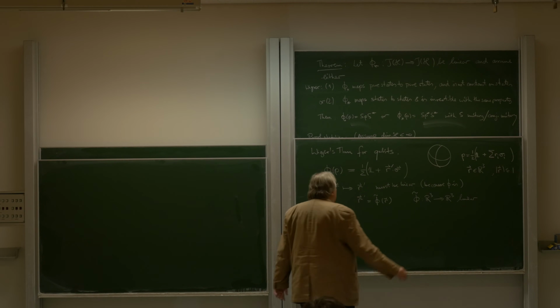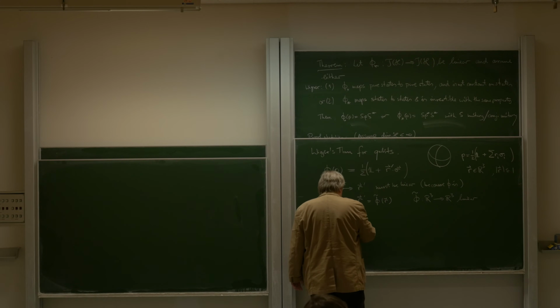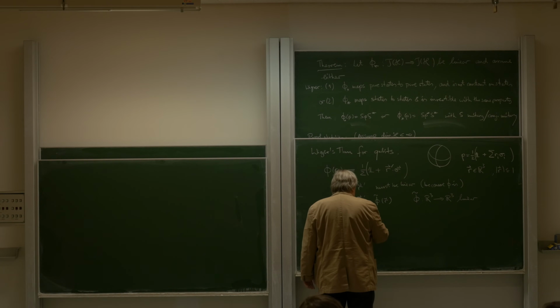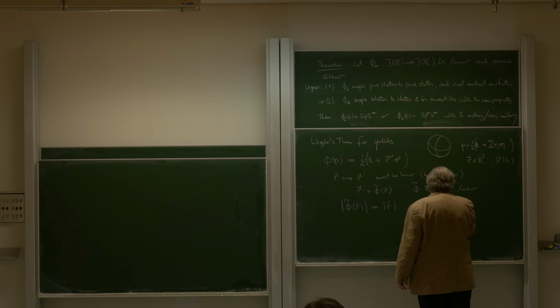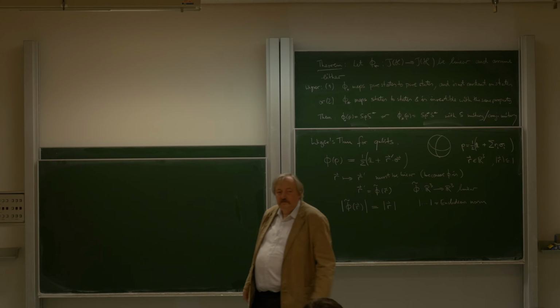Right? So we know that the absolute value of phi twiddle of R, this is the Euclidean absolute value, right, is the same as the absolute value of R. Right? And here this is the Euclidean norm. Just the ordinary length of vectors.